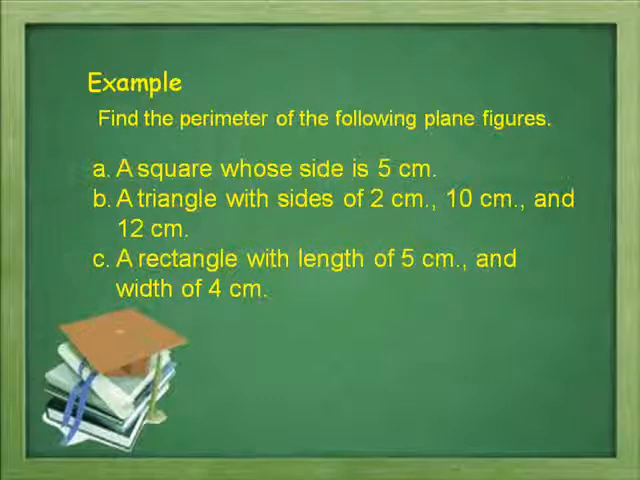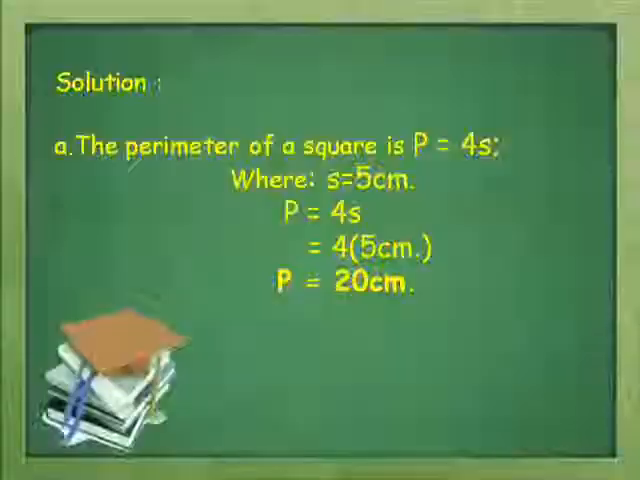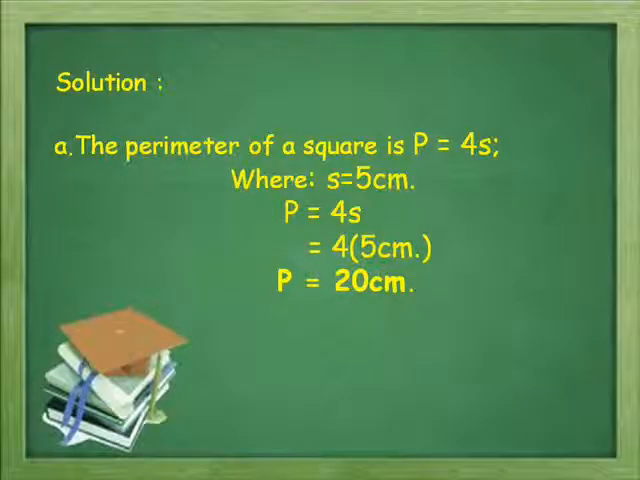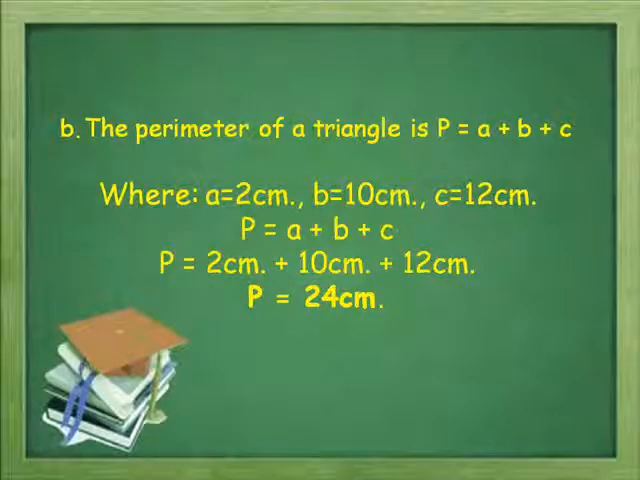Now, let's use the formula in getting the perimeter of different plane figures. The perimeter will be 20 centimeters. For the first problem, perimeter will be 24 centimeters. For the second problem, perimeter will be 18 centimeters.